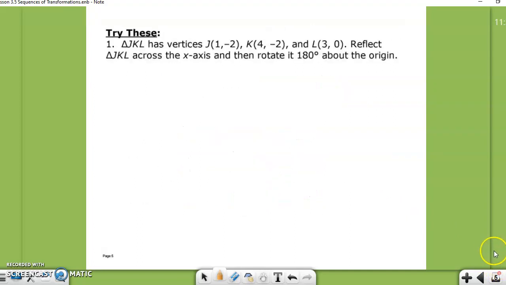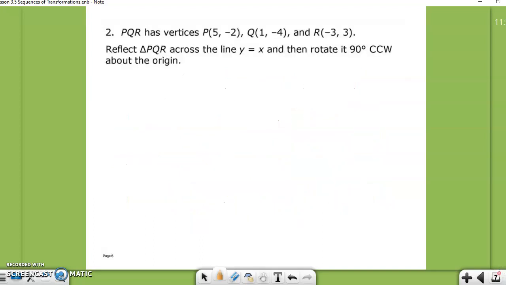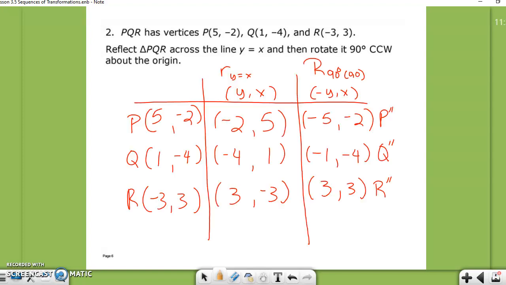Okay, I want you to try these. I want you to pause the video, set up your chart, complete your work, come back, and then you can check. This is what you should have gotten for number 1. Pause the video, check your work, restart. I want you to try number 2. Pause the video, complete your chart, and then come back and check your work. Pause the video so you can read through and check all your work.